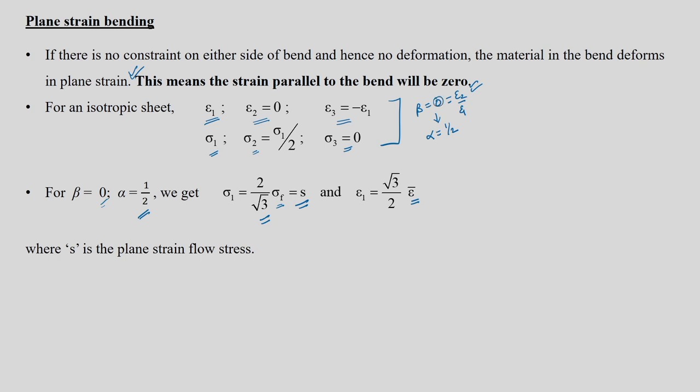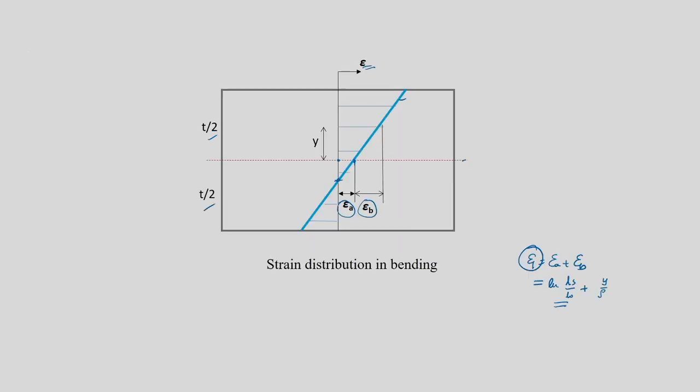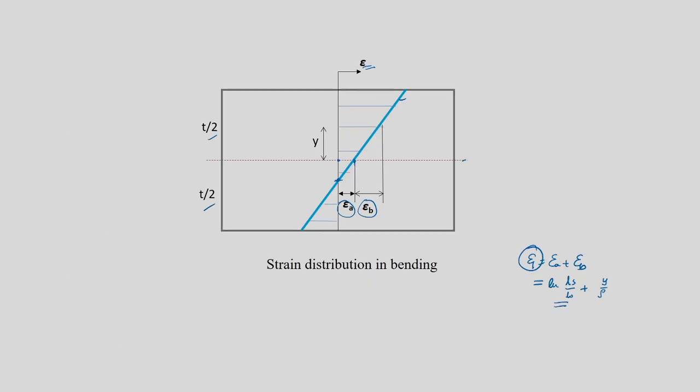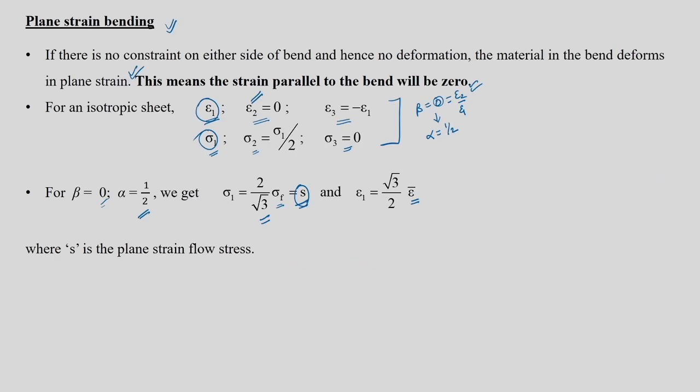So, this is how you evaluate sigma 1 and your epsilon 1 in the plane strain bending process. And we are going to use S here onwards rather than sigma 1 directly. Okay, so, where S is nothing but your plane strain flow stress. So, we are going to say why your straight line bend can be assumed as a plane strain bending process, and while assuming that we are going to put epsilon 2 as 0. This epsilon 1 is nothing but this epsilon 1 only. Okay, we have got epsilon 1 here, the same epsilon 1, and epsilon 3, which is basically along the thickness direction, would be about minus epsilon 1. Okay. So, now we know how to calculate strain.